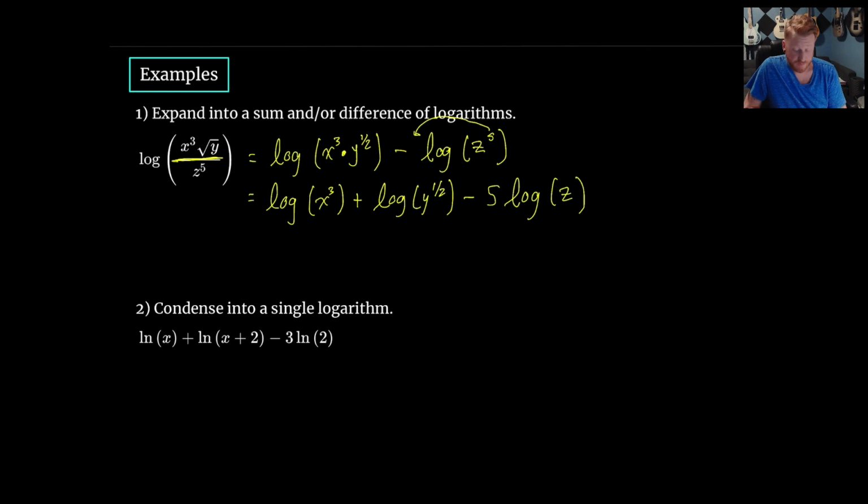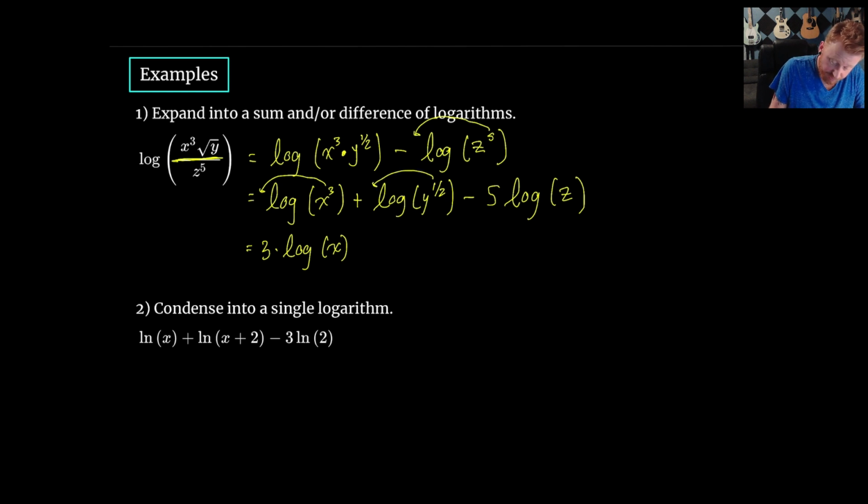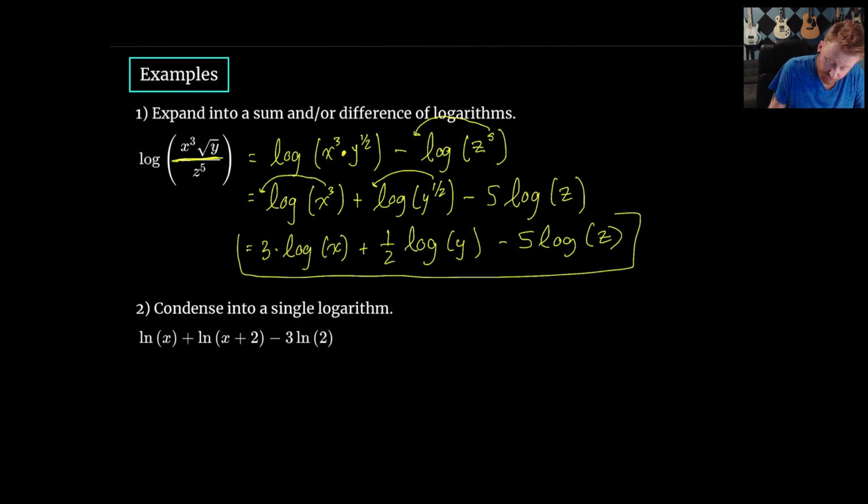Okay, and then I think the last step here is just to do the same thing with the remaining exponents. If I can take this 3 and pop it down in front, we'll get 3 times log x. We can take this 1/2 and pop it down in front, and we'll get plus 1/2 log y. And then the rest is already finished in a previous step. And there we go. We have expanded this single logarithm into the sum and difference of some specific logarithms here.